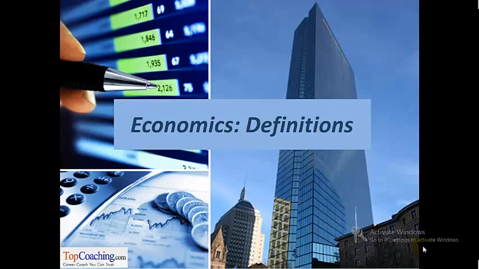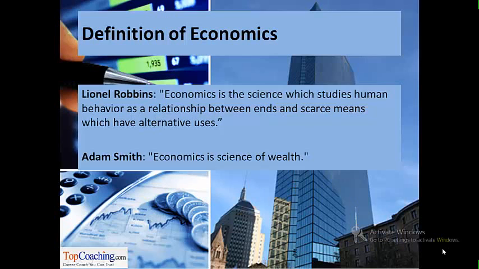In the first part of this session, let us see what are the various ways and various contexts in which economics can be defined. British economist Lionel Robbins gave the definition of economics, according to which economics is the science which studies human behavior as a relationship between ends and scarce means which have alternative uses. Another economist, Adam Smith, gave the definition that economics is the science of wealth.